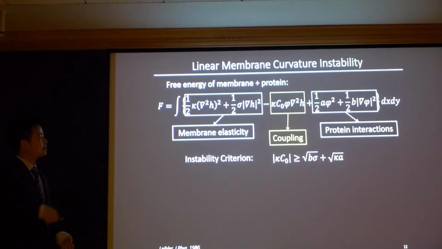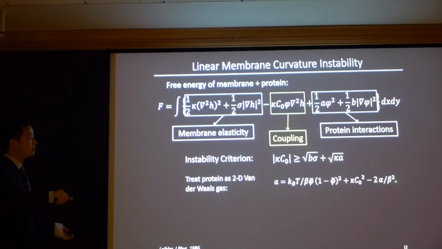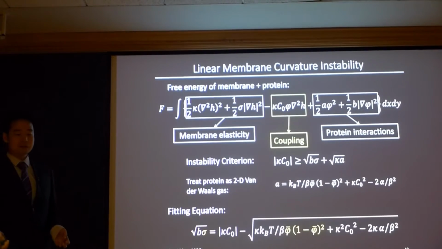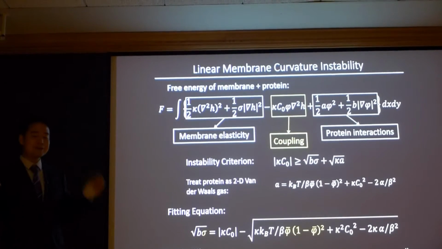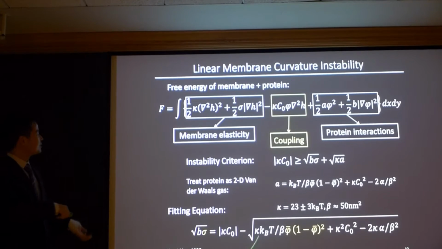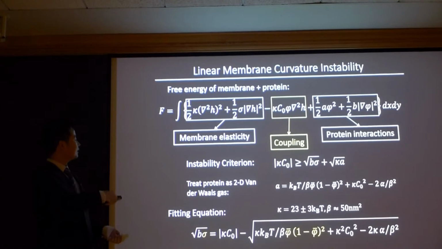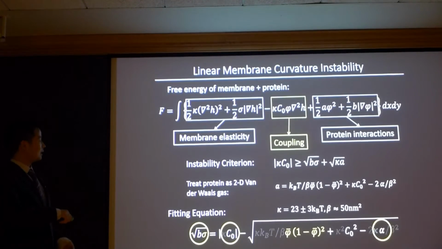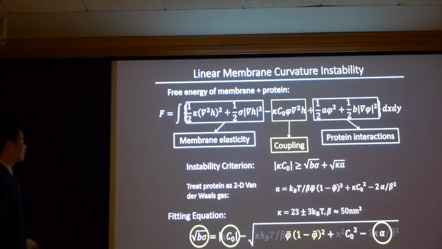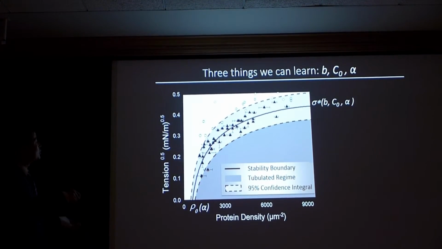And the last term containing A can be related to protein density by treating the protein as a two-dimensional gas on the membrane with a certain attraction alpha and certain size beta. And so with this, we eventually have a fitting equation correlating membrane tension with protein density on the membrane. In the equation, the bending rigidity we can measure, and the size of the protein we can estimate based on the crystal structure. So in the end, we only have three fitting parameters representing three unknown molecular properties of the system. So we can use this equation and fit it to our experimentally determined transition density.